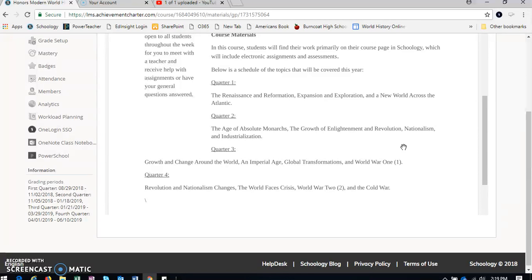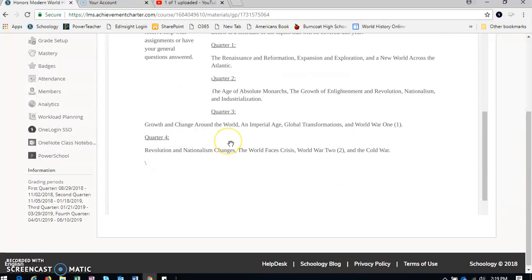Take a look at the growth of the Enlightenment and some other revolutions, such as the Scientific Revolution, the American Revolution, the French Revolution, nationalism, and also industrialization, which we'll be talking about factories and machines and how they came about in the world. And then in quarter 3, we're going to take a look at growth and change around the world, such as voting rights and things like that.